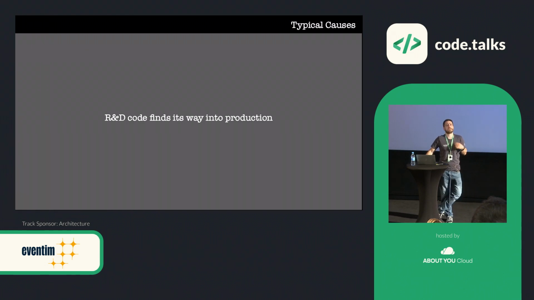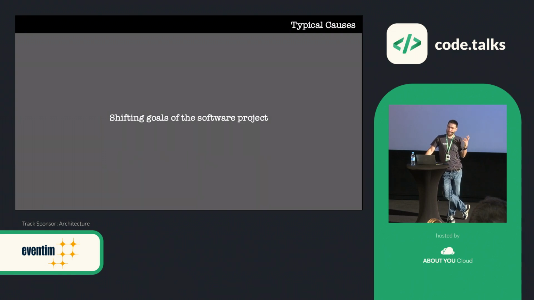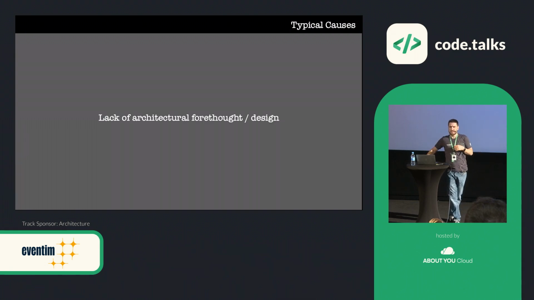So the cause of that is often that research and development code gets merged into master and never actually improved. We have lone wolves working on the code, those rockstar, those 10x developers that we've all heard about. Shifting goals of the software project. If you write code and you don't know if you're going to need it because the goal of what you're trying to achieve keeps changing, then you've obviously put time and effort into writing that code, and it can sometimes be a little bit galling to then delete it. So I understand that people comment code out because of that. And also, just any kind of lack of architectural design or forethought to it.